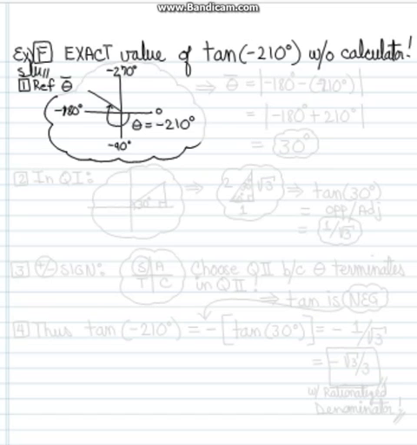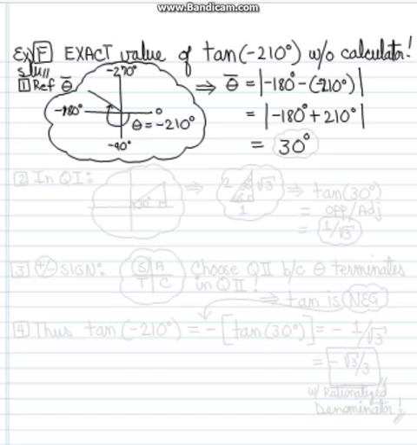So, since we're dealing with negative numbers, we have to be careful and use absolute value. The reference angle theta bar would then be equal to the absolute value of negative 180 minus negative 210 degrees, which turns out to be negative 180 plus 210, and the absolute value of that is 30 degrees. So you see that the terminal side and the closest x-axis, the negative x-axis, together form an angle of 30 degrees. That is our reference angle, theta bar.